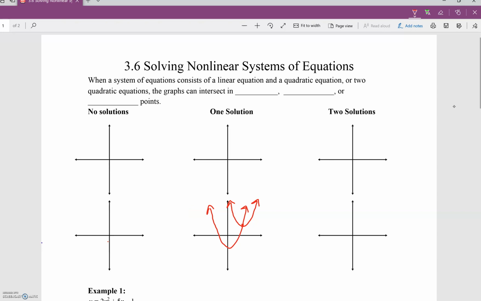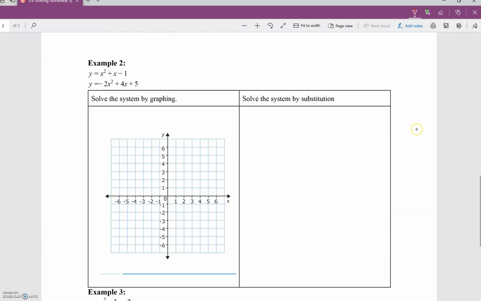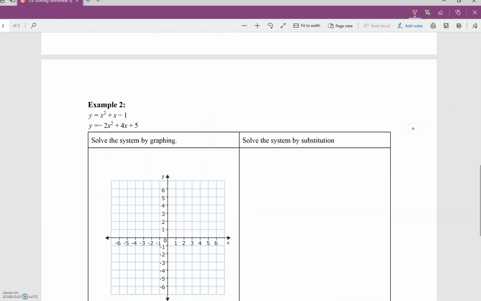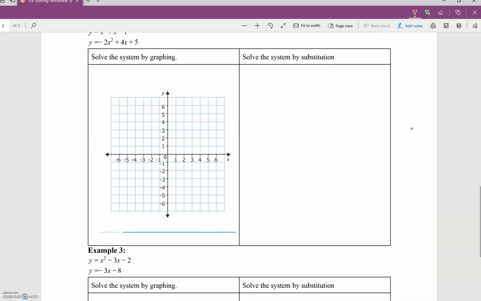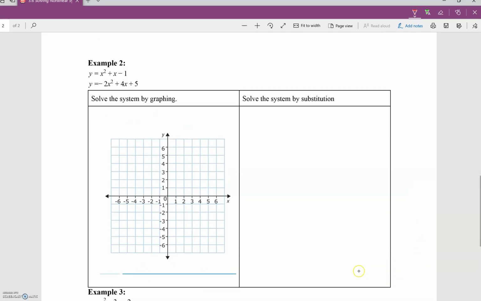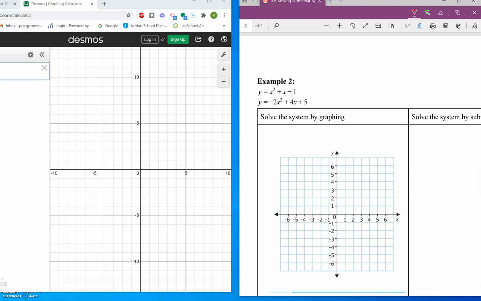Okay? All right, let's move on to example 2. So this is our second video. We're on the back page. We're going to look at example 2. And again, I'm going to pull up my Desmos software and graph these quadratics with that. I'm going to graph the two equations, y equals x squared plus x minus 1, and y equals negative 2x squared plus 4x plus 5.